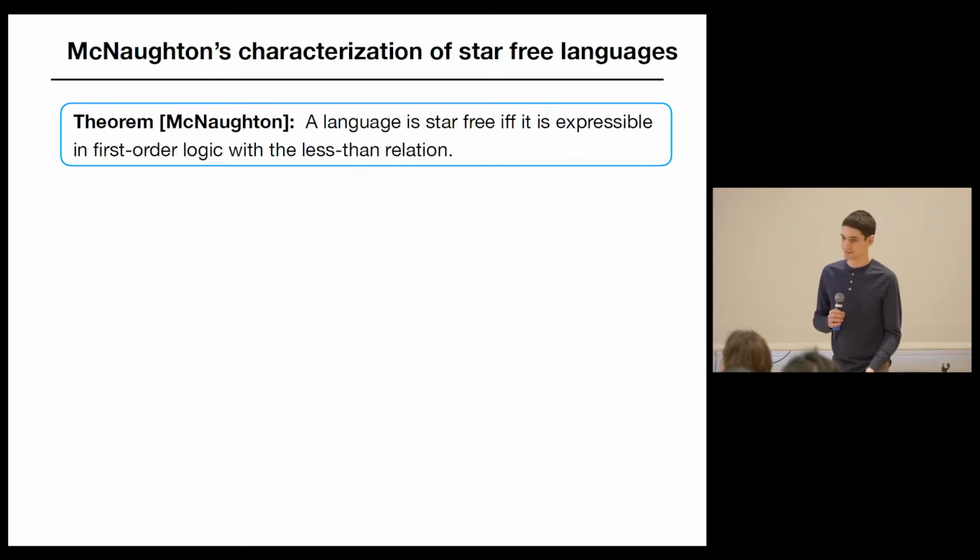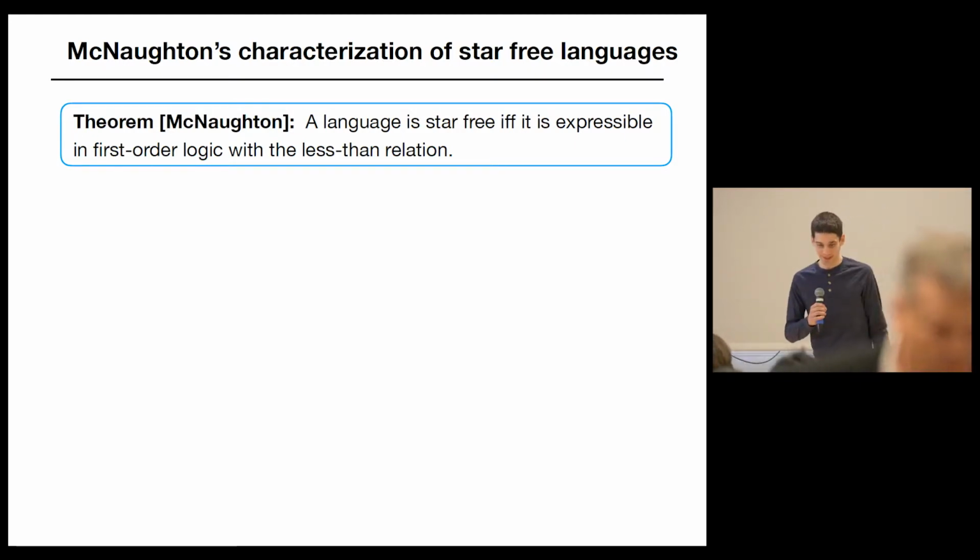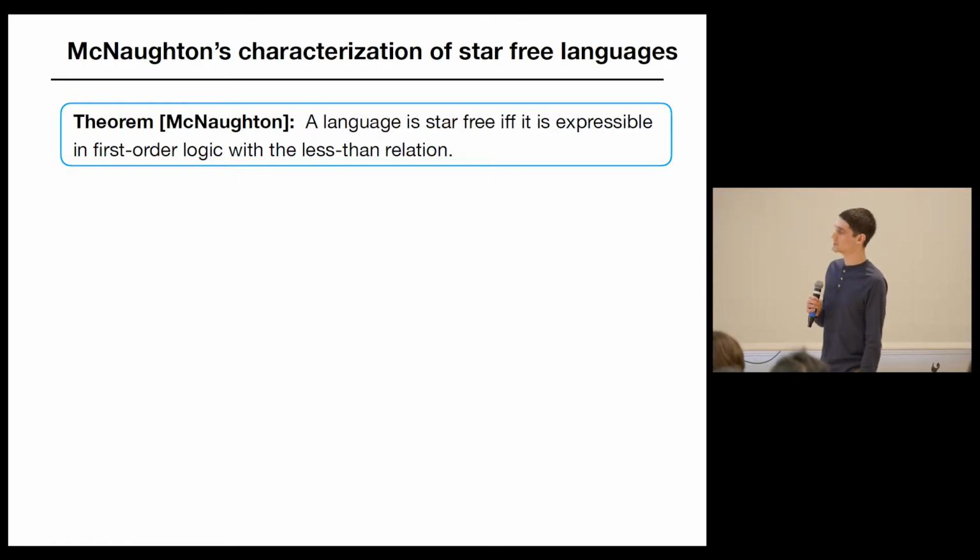So there are many ways of characterizing star-free languages. They've been studied since like the 60s. One of the nicest characterizations, I think, is this following characterization by McNaughton, which says that a language is star-free if and only if it is expressible in first-order logic with the less than relation. Okay, so that might be a mouthful, but once you see some examples, I think it'll be straightforward.